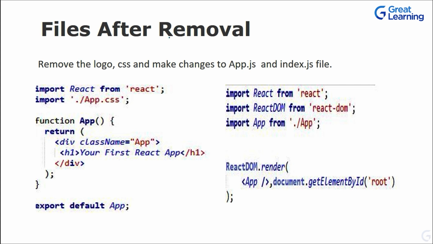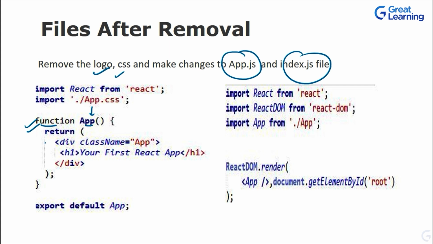Now, once we have removed the logo and the CSS files, we'll be making changes in app.js and index.js. In app.js, we will be creating this functional component, and this is how you create a functional component. You write function, that is the keyword, and then the name of the component, which is App.